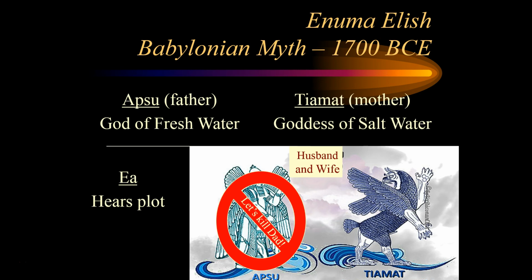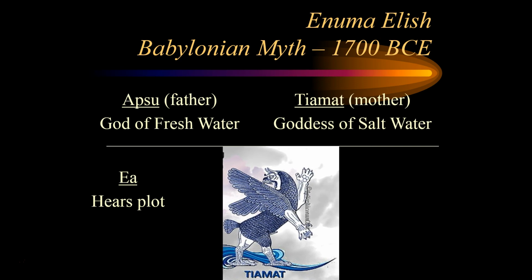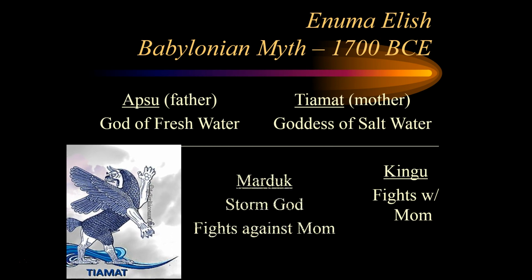Well, that throws Tiamat into an absolute rage. So she goes to one of the other brothers, her favorite, and says, "Join forces with me, Kingu, and we're going to go kill your brothers and sisters." Well, the brothers and sisters are horrified, and so they approach the strongest of them, and they name Marduk, and he's the storm god. He controls lightning and the rain. And so Tiamat and Marduk get into this epic battle.